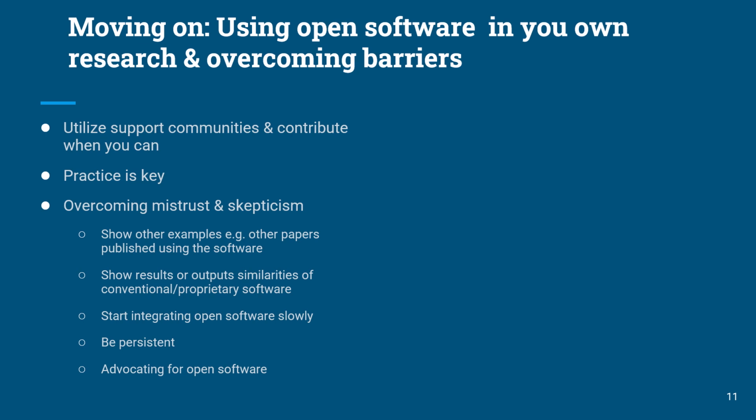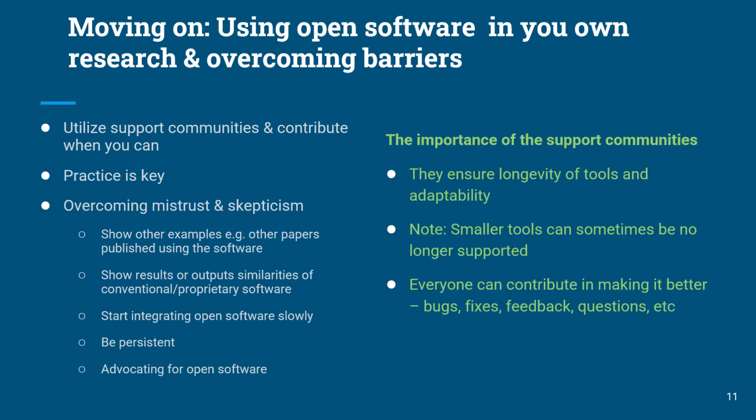Make sure other colleagues in your research group, especially early career researchers, know about open software. If there are 2-3 of you who are using this software and tools, it is easier to convince other people, especially PIs and the senior people in your research group. But also in general, just being an advocate for open software. I cannot stress enough about the importance of support communities.